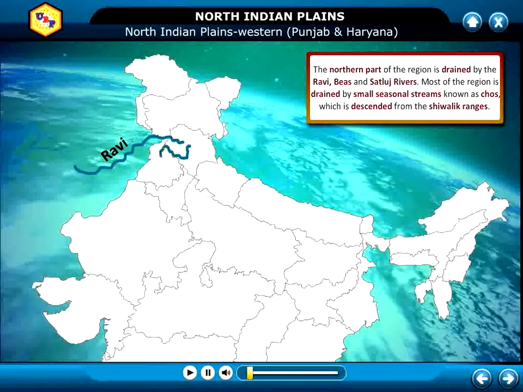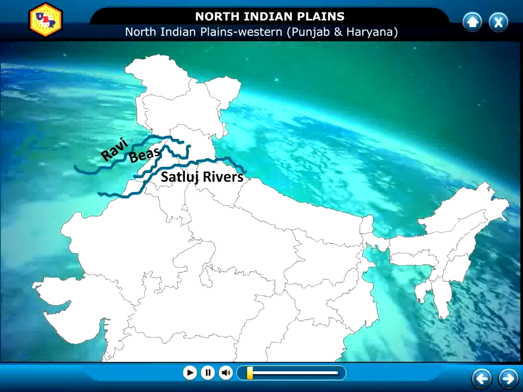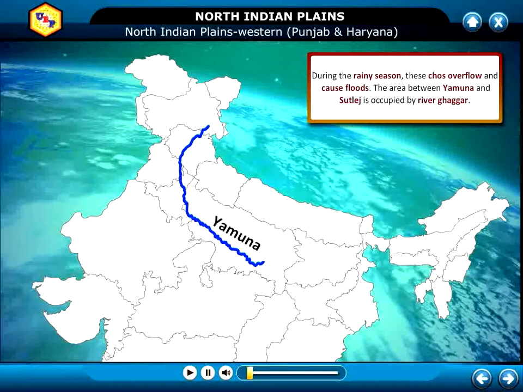The northern part of the region is drained by the rivers Ravi, Beas and Satluj. Most of the region is drained by small seasonal streams known as chos, which descend from the Shivalik ranges. During the rainy season, these chos overflow and cause floods. The area between Yamuna and Satluj is occupied by the river Ghaggar.